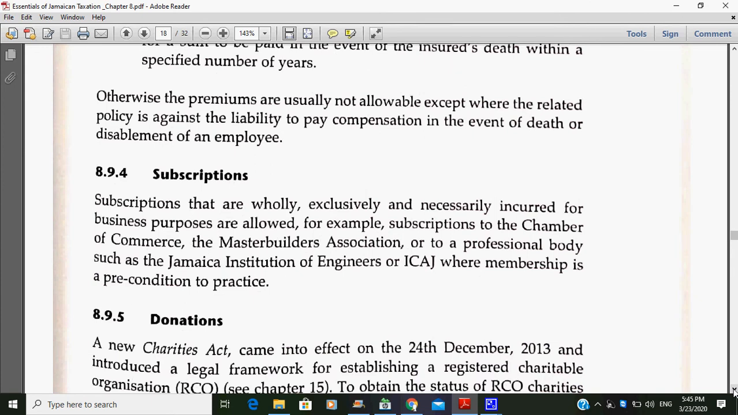Subscriptions that are wholly, exclusively and necessarily incurred for business purposes are allowed. For example, subscriptions to the Chamber of Commerce, the Master Builders Association, or to a professional body such as the Jamaica Institution of Engineers or ICAJ, where membership is a precondition to practice.